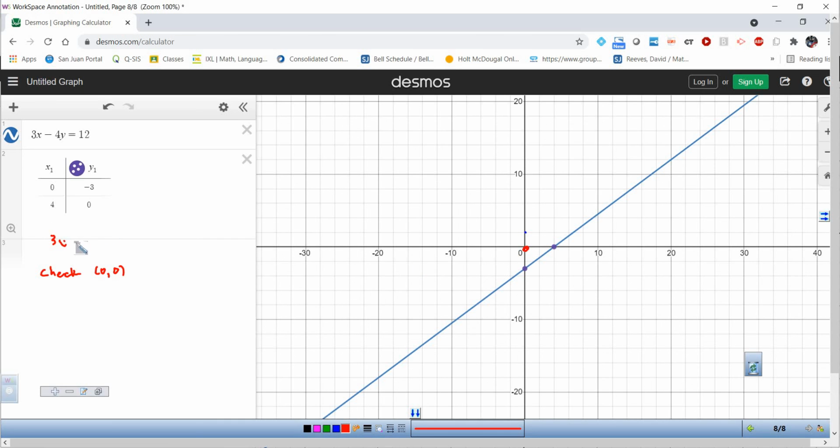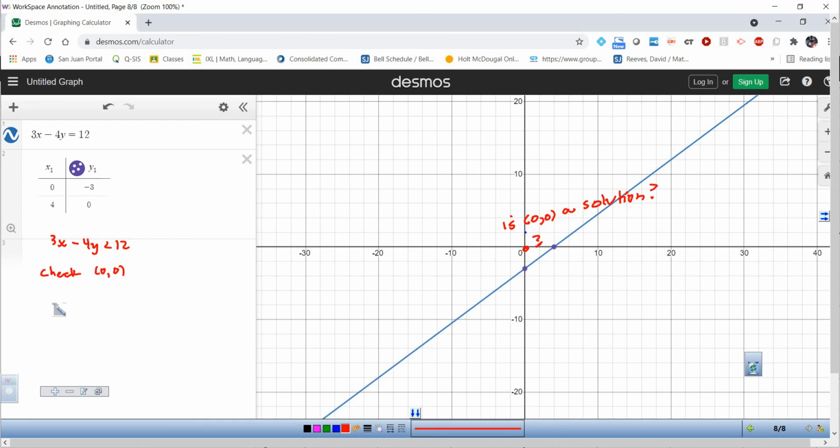And again, I want to remind you, we're looking at 3x minus 4y is less than 12. This was our equals. That's what we have. We want to know, is (0, 0) a solution?